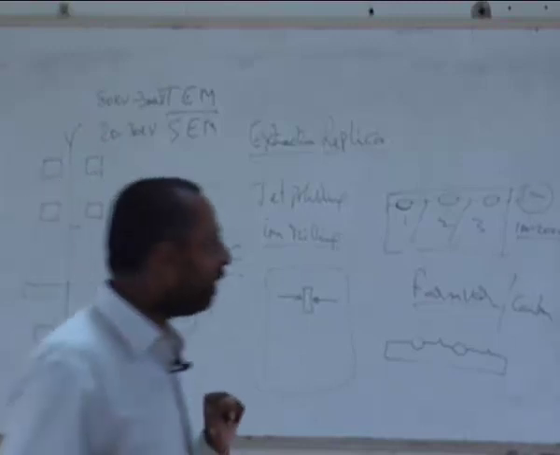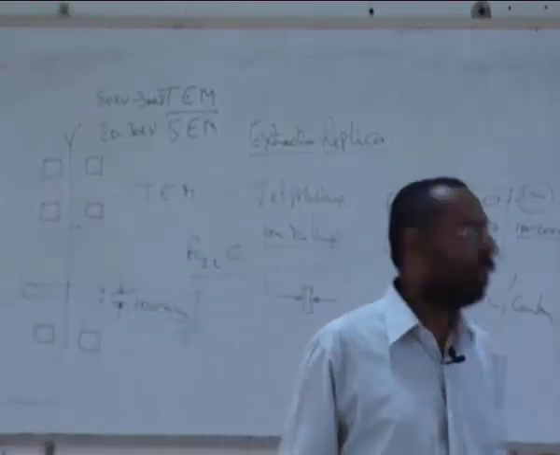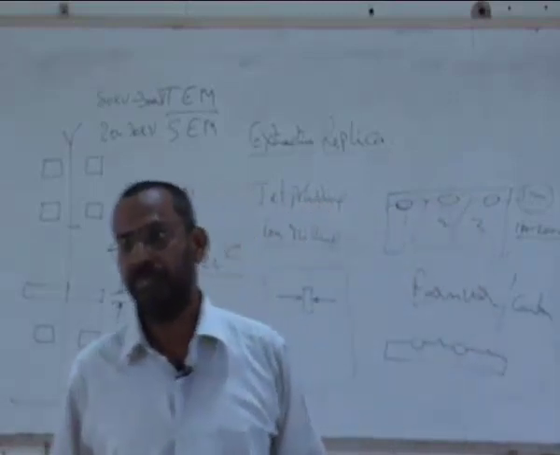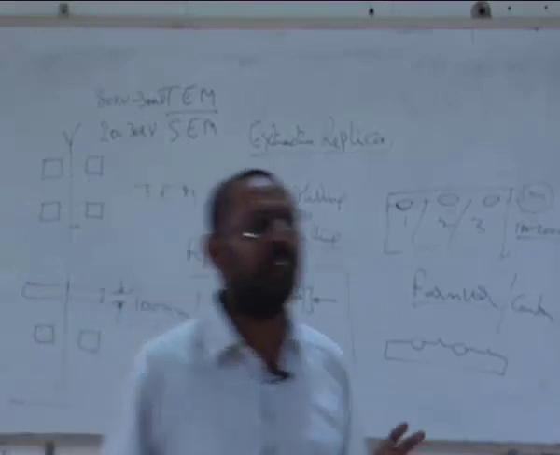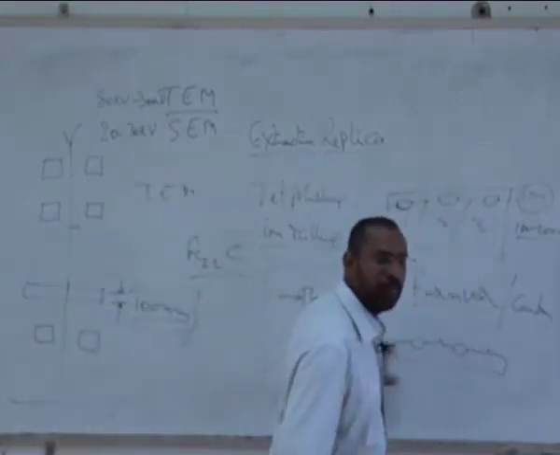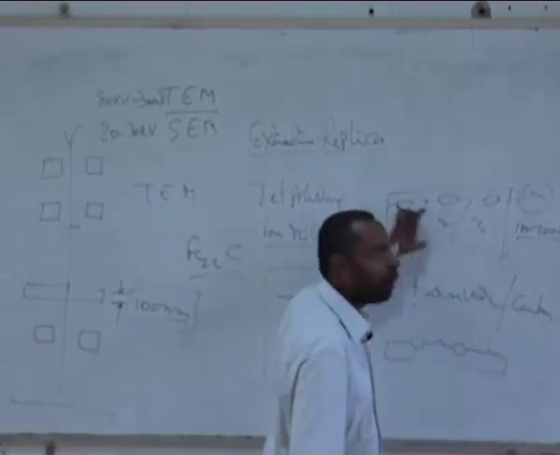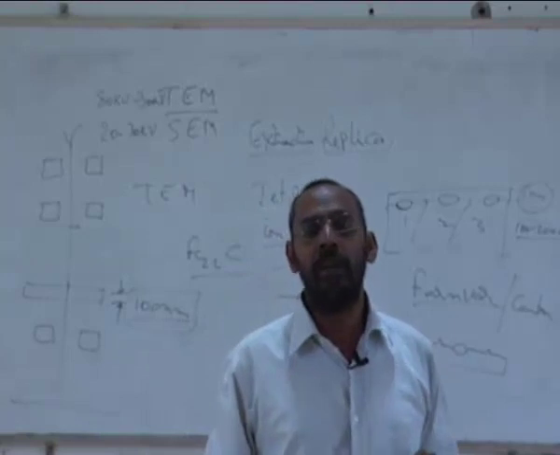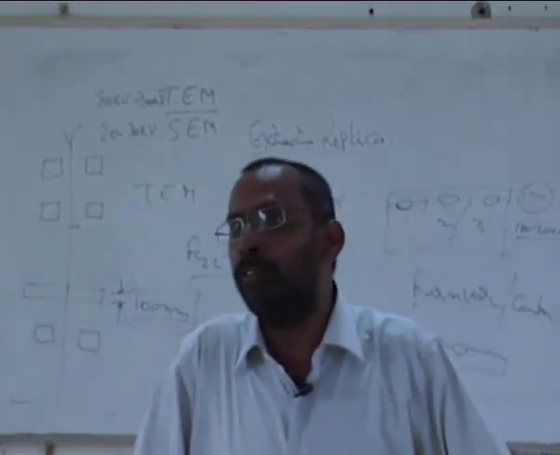The second piece of information that I cannot get is, for example, if my sample has dislocations in it, the extraction replicas will not give any information, because this is my sample. This is only a replica that I am seeing. It is not my sample that I am seeing. So I want to see dislocations inside my sample. The replicas do not give you that information.